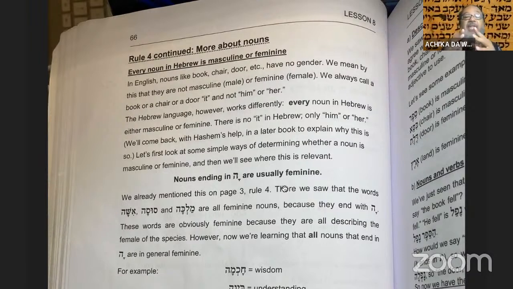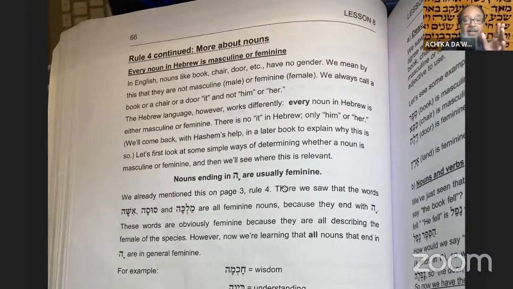Every noun in the Hebrew language, and I'll say it again, every noun is either masculine or feminine. There is no it in Hebrew. It's either a masculine or a feminine. That's why everything that we're talking about is masculine or feminine. There's no transgenders, okay? And so in Hebrew, only him or her.